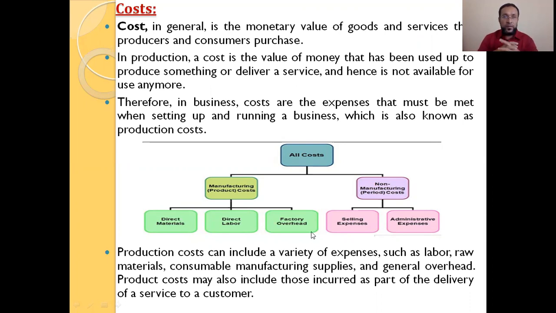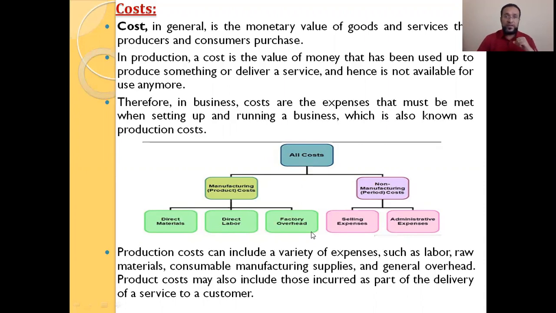All right, so cost. What is cost? Cost in general is the monetary value of goods and services that producers and consumers purchase. That means when consumers are purchasing some goods and services, they will have to pay. This payment is cost for the consumers. And when the businesses produce goods and services, they have to pay for the raw material, they have to pay the workers as salary, they have to pay the bankers or the lenders as interest payment, and they have to pay rent for their capital hiring. So these are costs for the businesses.